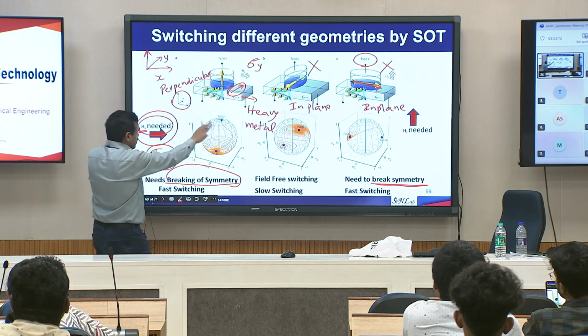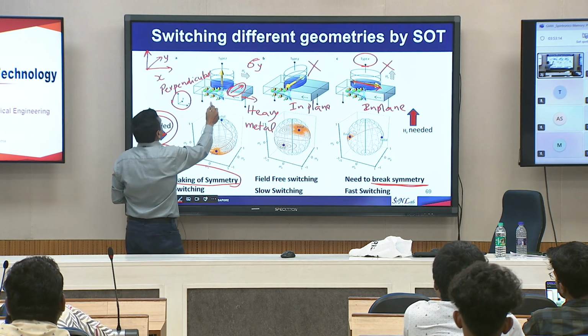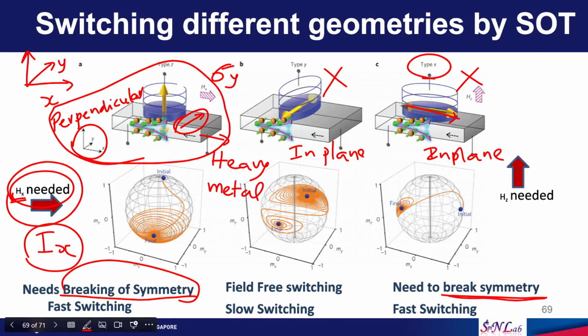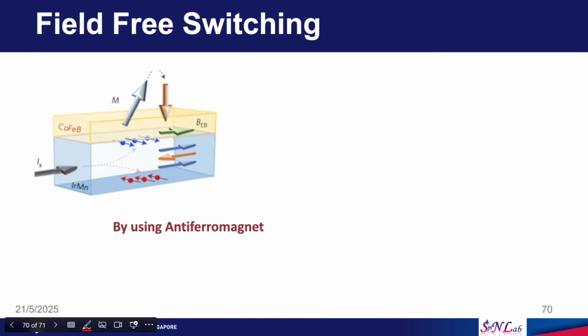So, out of so many things as I show in this picture, only this is relevant for application. We will be using perpendicular MRAM. In perpendicular MRAM, we send a current in one particular direction, and we need a magnetic field along the current direction. But people are trying to overcome that problem.